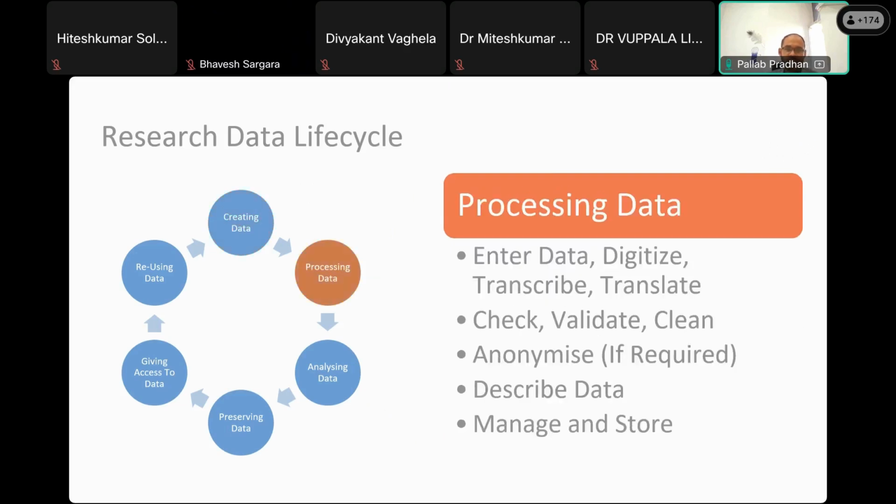Processing of data. Here you are entering data, digitizing your data, and checking, validating, and cleaning it if something is wrong. Then anonymizing your data, so that personal information of your respondents is not shared. Anonymization should be done so that privacy is not disclosed. And you need to describe your data, then manage and store it.